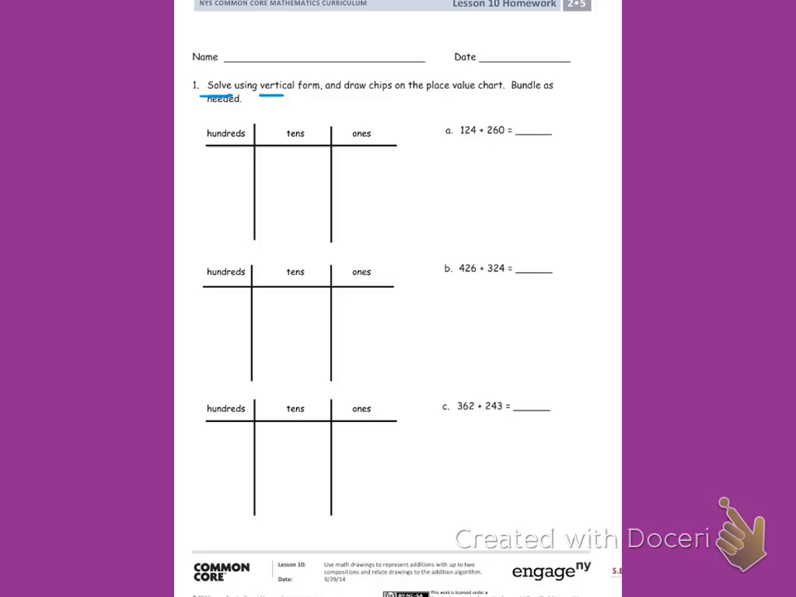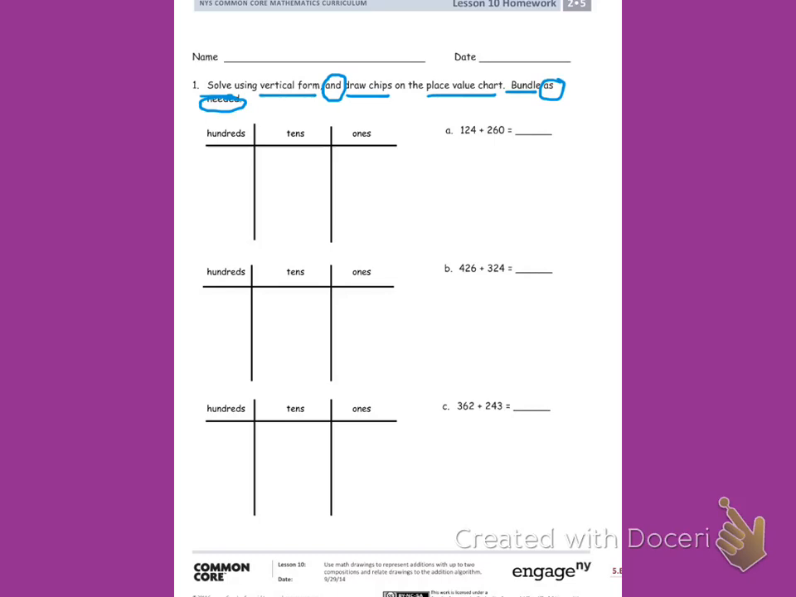Solve using vertical form and draw chips on the place value chart. Bundle as needed. I went ahead and circled the word "and" because that means I have to do both things. I have to use the vertical form and I have to draw the chips on the place value chart. If it said "or," I'd be able to choose which strategy I wanted to use. But "and" means I need to do each of the strategies that are listed.